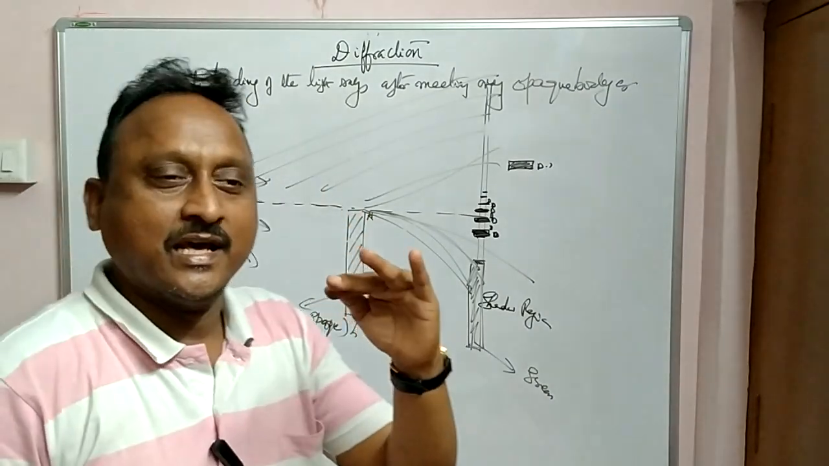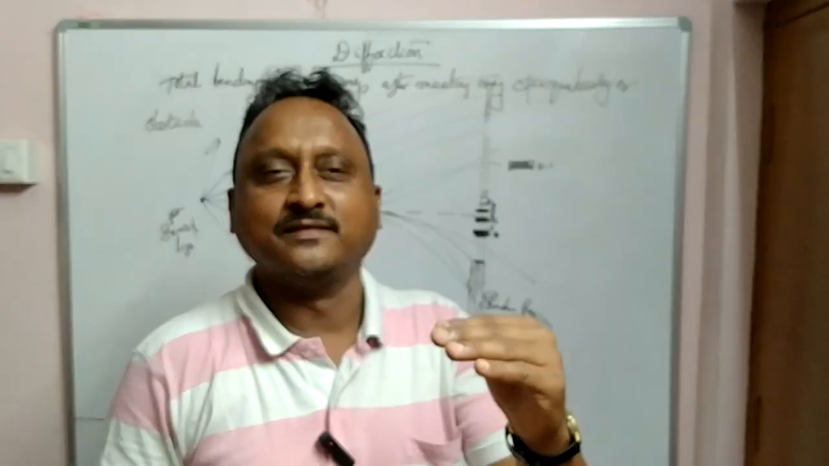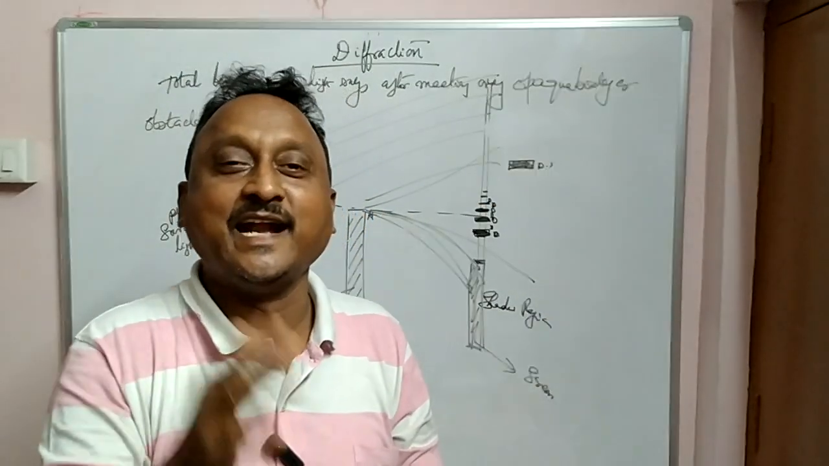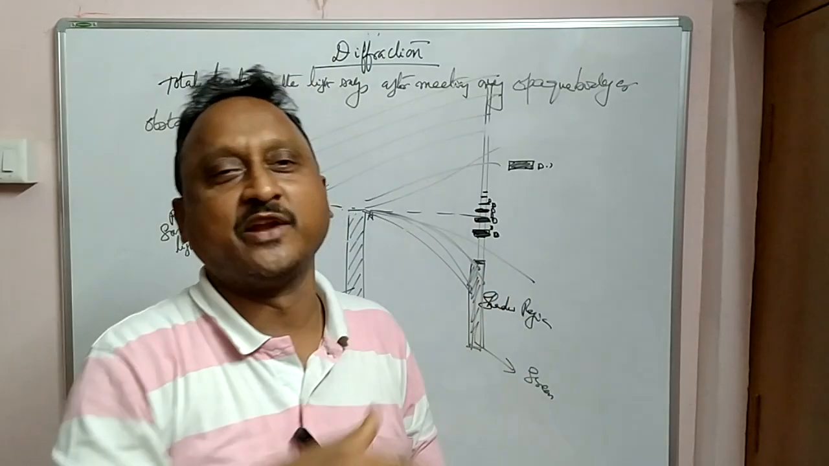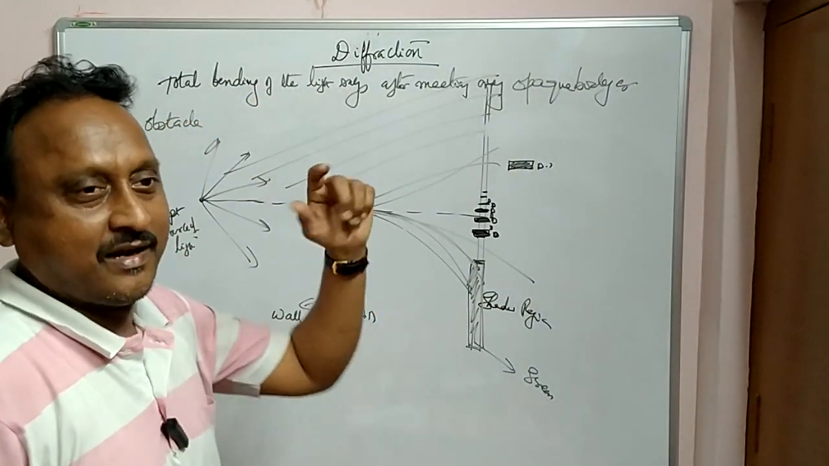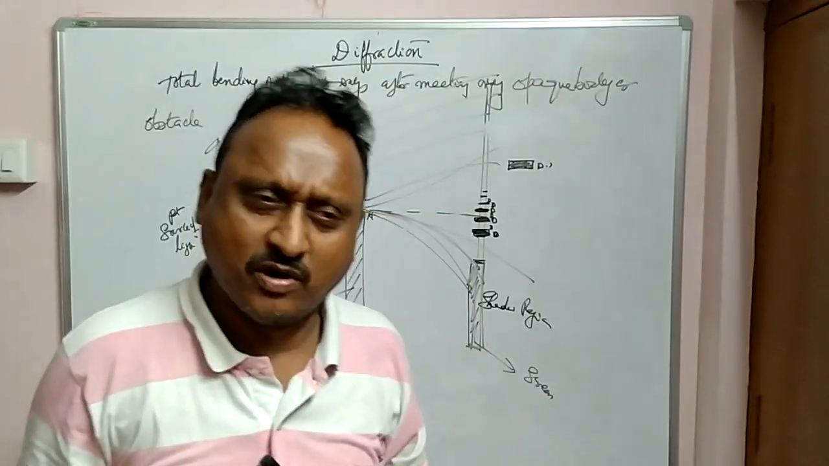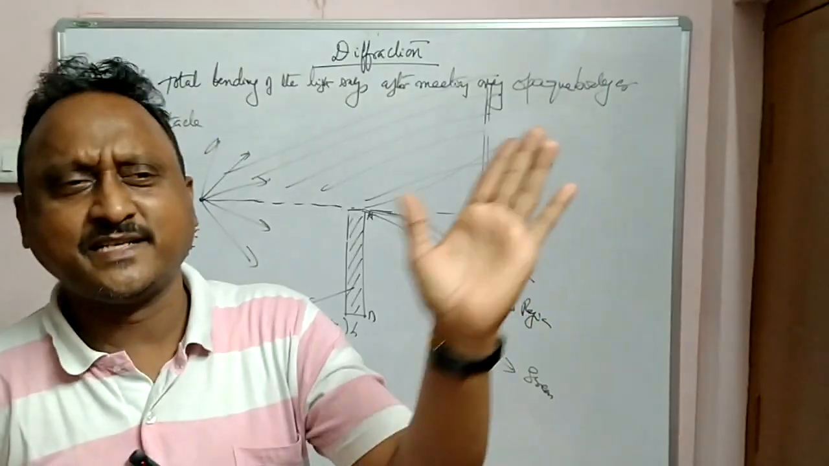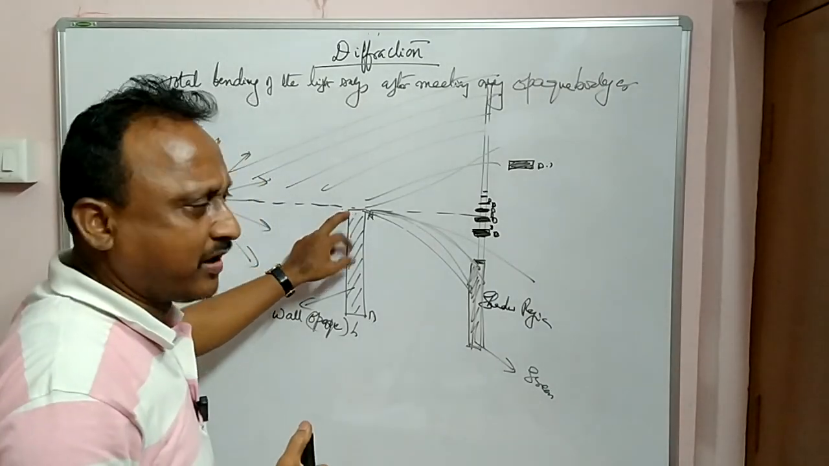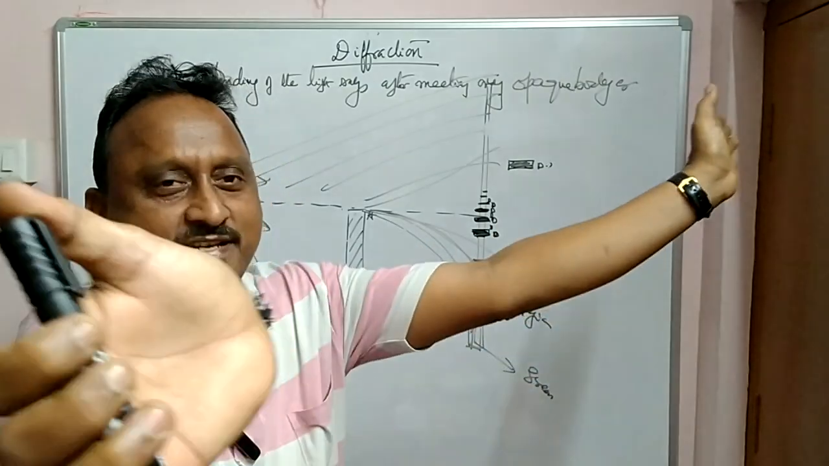So in other words, when light rays meet an opaque body, light bends after meeting the obstacle and encroaches into the shadow region. What does encroach mean? Enters into the shadow region. That phenomenon is called diffraction of light. Simply put, the bending of light rays after meeting the obstacle is called diffraction. Or, when light rays meet an obstacle, they encroach into the shadow region. That means after meeting the opaque body, it bends. It doesn't go straight; it bends after hitting, and it will go in this fashion.